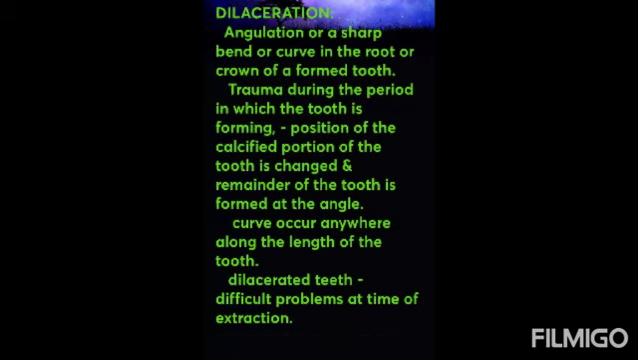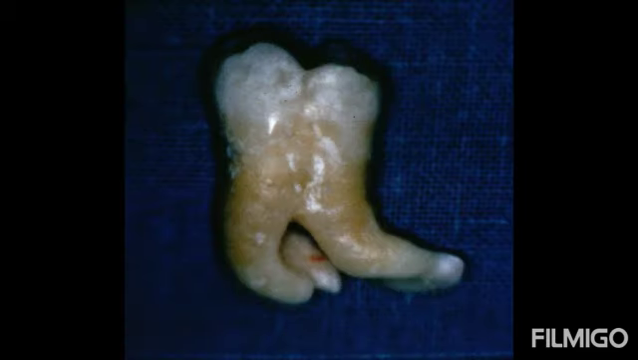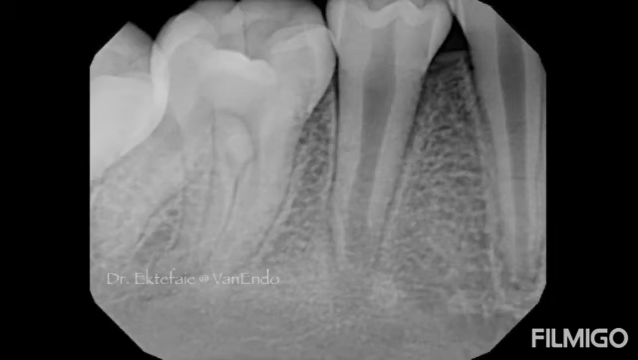Before extraction we don't know the tooth is dilacerated. If it is angulated, it mostly produces difficult problems during extraction, so a preoperative radiograph has to be taken. This picture shows a dilacerated tooth, with the root curved at the apical end. This is the X-ray showing a molar having a dilacerated root.